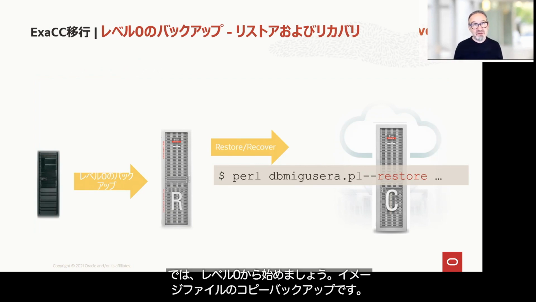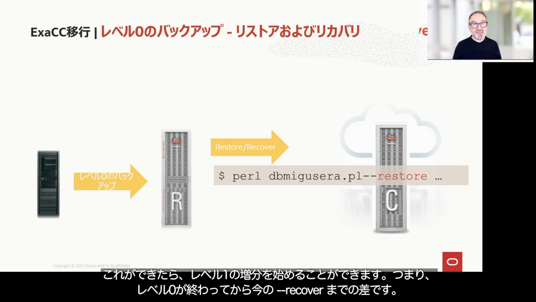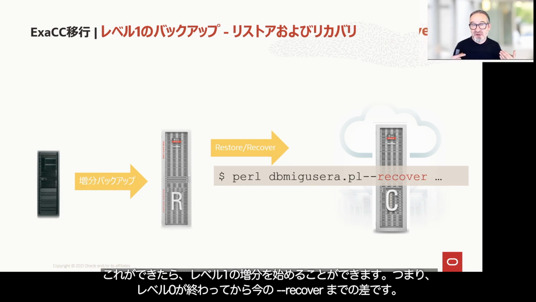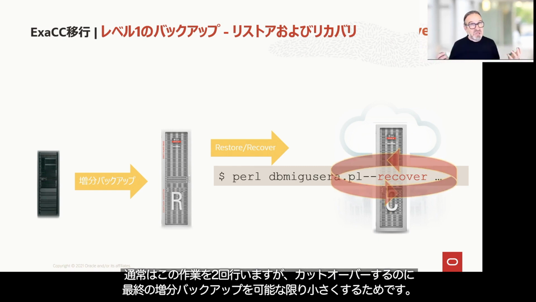Now let's start with the level 0, the image file copy backup. So if I have a 180 terabyte database, I need 180 terabyte on the recovery appliance, of course, and then I restore it, and this will also do the conversion. Once I have that, I can now start doing my incremental level 1s. So the difference between the end of my level 0 and now, with minus minus recover. And I repeat that step as often as I want. So typically we do this 2 times. The idea is to get the final incremental backup for the cutover really as small as possible.